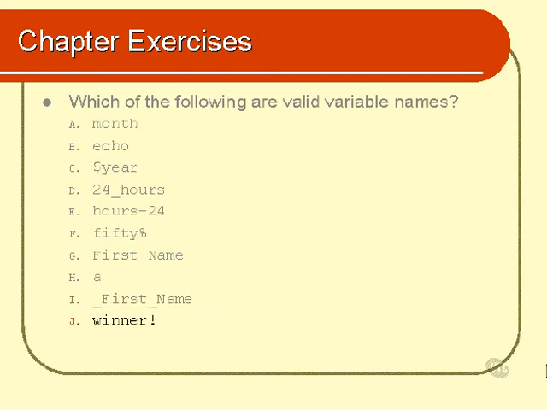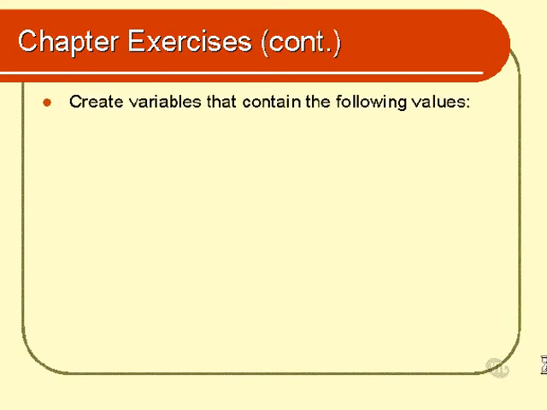You might want to just pause the video here and write down those various ones and maybe put a tick next to the ones that are valid. We'll go through the solutions presently. If you get confused, you might like to simply type them in to a Unix terminal and see what you get. Okay, next exercise. Create variables that contain the following values.